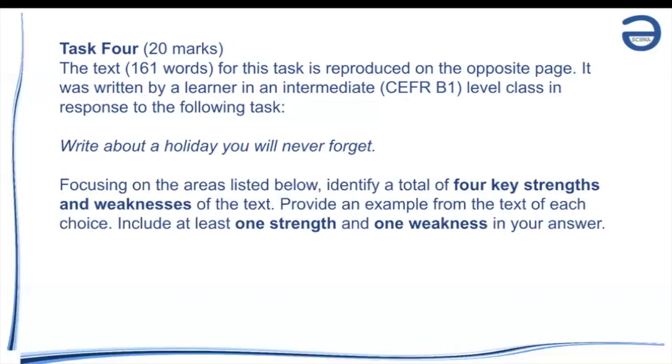Now, as we've already mentioned, there will be 4 key strengths and weaknesses to be written. 1 strength and 1 weakness at least is required. So you can't have all 4 strengths or all 4 weaknesses. You can have 2 and 2 or 3 and 1. That's completely fine.